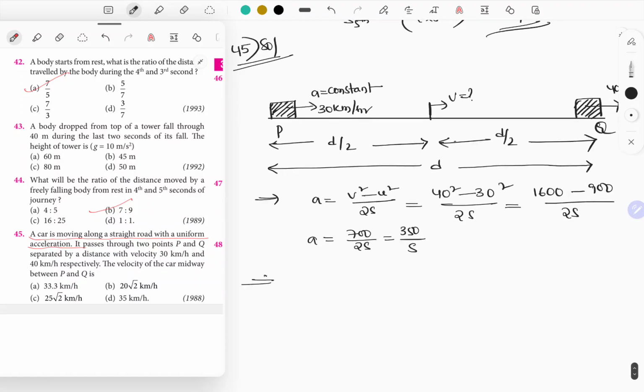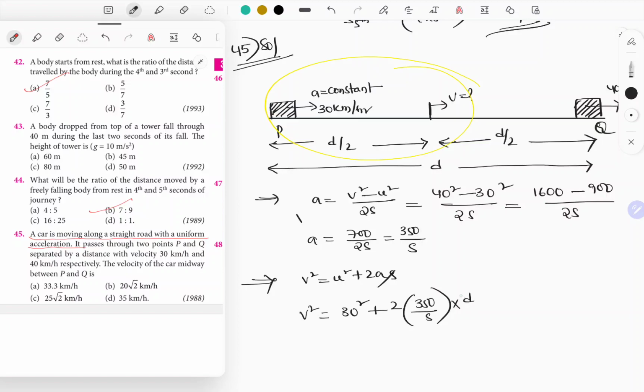Now I came to know the acceleration. Now I have to find the velocity in this particular region, the midway point. So v square is equal to u square plus 2as, the formula again. V square is equal to u square, 30 square, plus 2 into a, acceleration being constant. A is 350 by s, into the distance of separation. The total distance of separation I took as d, so you are going to get d by 2. The 2 will get cancelled. 30 square is 900, plus 350.